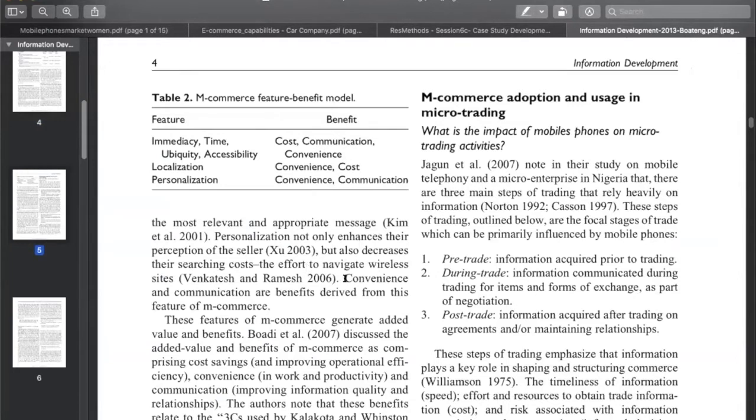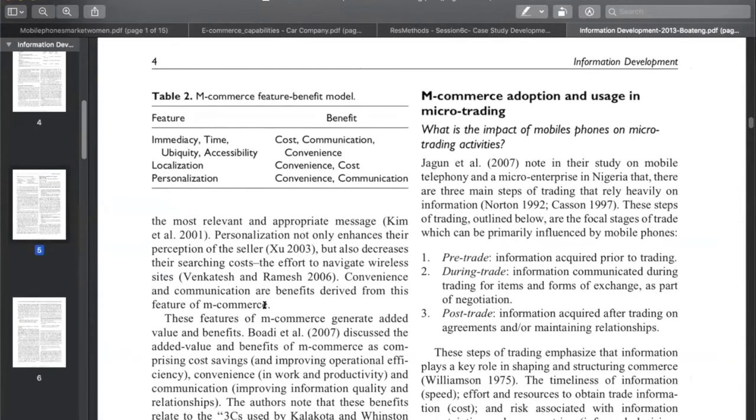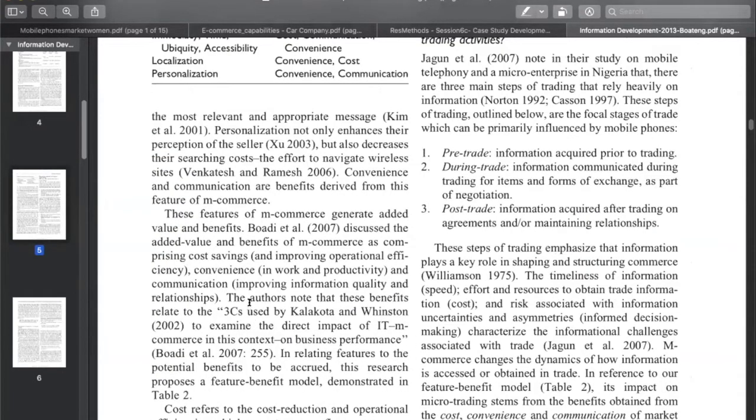So, for example, it says that personalization not only enhances the perception of the seller, but also decreases the searching cost and effort to navigate the wireless sites. Convenience and communication are benefits derived from this feature of mobile commerce. So I mentioned one here. Then I went on to say, Boateng et al. discussed the value-added benefits of mobile commerce as comprising cost savings and improving operational efficiency, convenience in work and productivity, and communication and improving information quality and relationships.